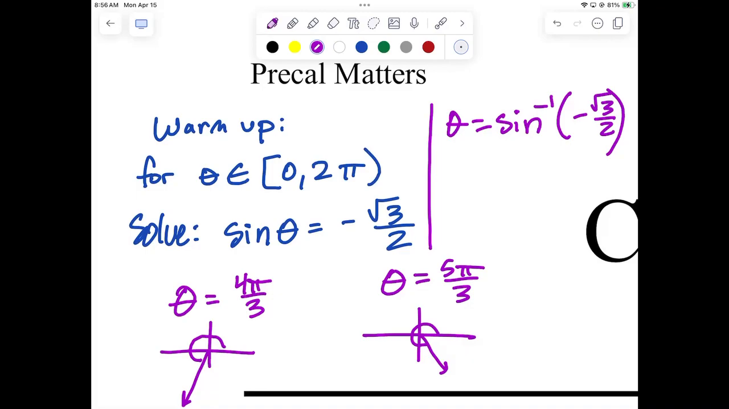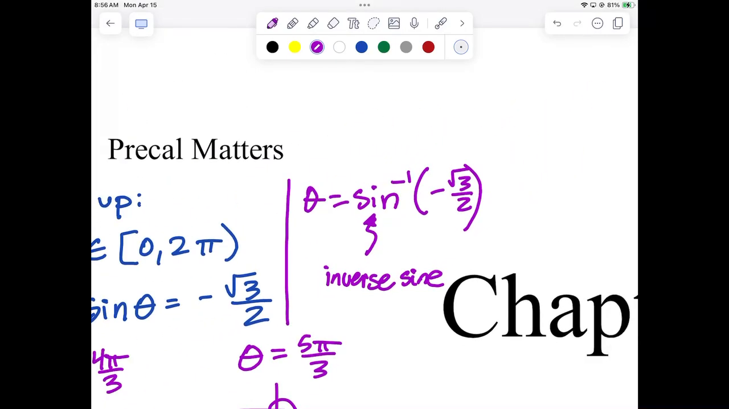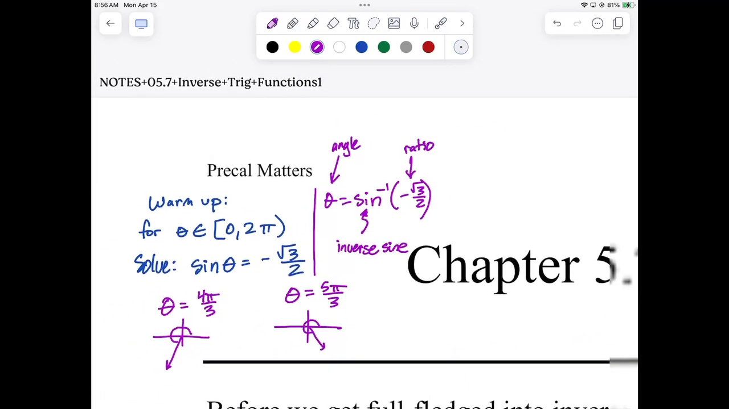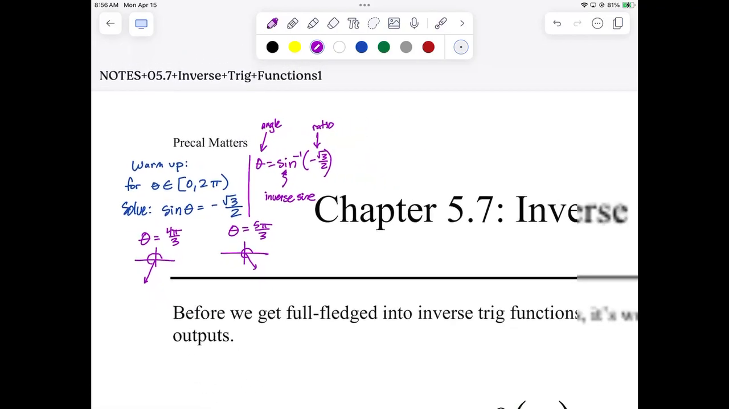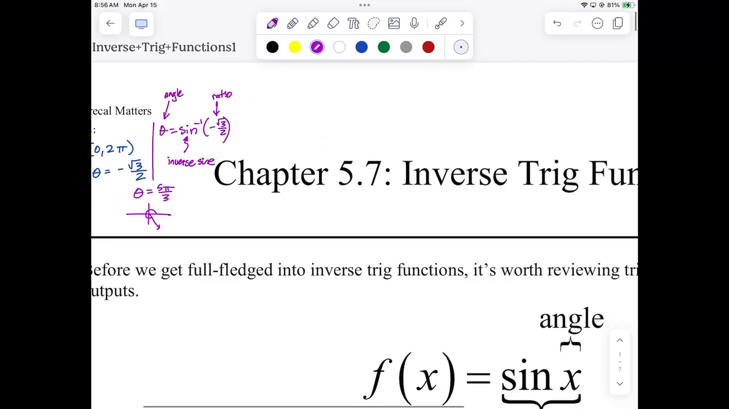So this is called what? Inverse sine. It's called inverse sine. Okay? And notice that we take the inverse sine of a ratio to find a what? An angle. We take the inverse sine of a ratio to find an angle. Well, that's a perfect segue into what we're doing today, because chapter 5.7 is inverse trig functions.